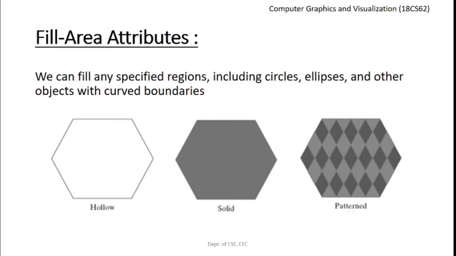Let's begin by understanding what we mean by fill area attributes. Attributes are the properties of the objects that we are going to draw. For example, we have discussed the attributes for a point, such as point color, point size, and so on. Similarly, a line has its own set of attributes, the line width, the line pattern, and so on. Similarly, every fill area, which includes circles, ellipses, and other objects with curved boundaries as well, can also be specified with a bunch of attributes.